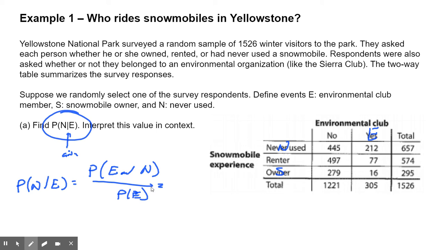So let's look at the probability of E first. E is here. E total is 305. We are not going to use 1526.